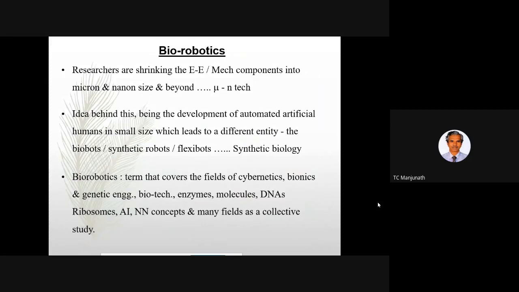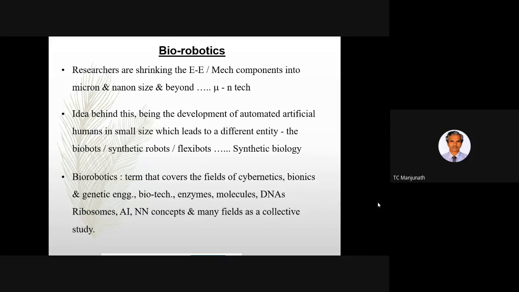Since we are making use of robots, which are nothing but artificial human beings, and they are incorporating the human behavior, the biological behavior, this is called biorobotics. Researchers are shrinking the electronic components into micron and nano size and beyond. The result is the development of microtechnology and nanotechnology. Now, what is the idea behind this? Why do we have to do research on this nano and micro? That is to make the life of human beings simpler and more health conscious.